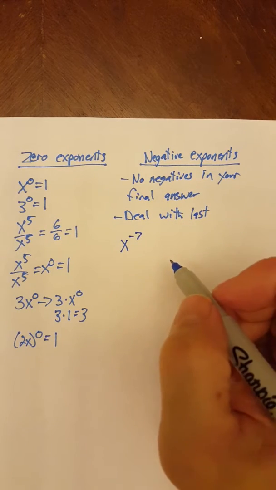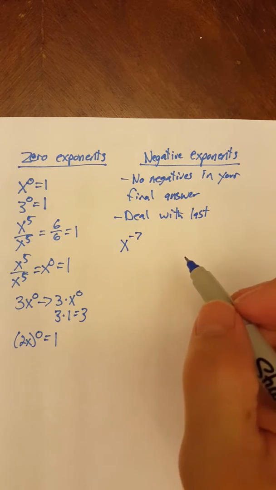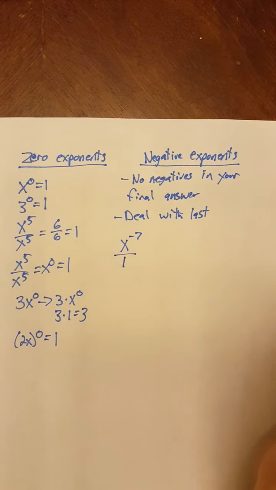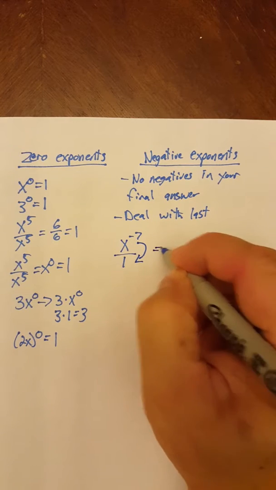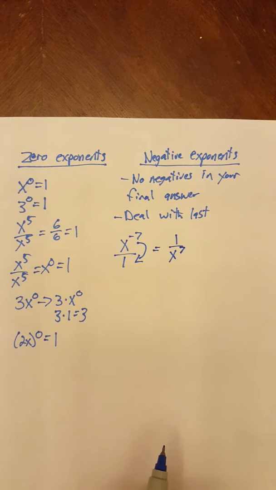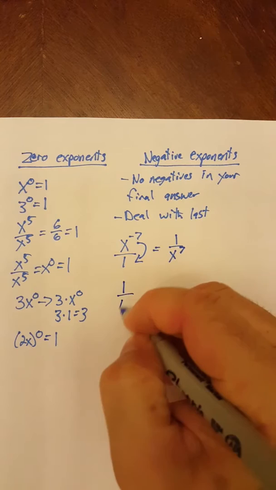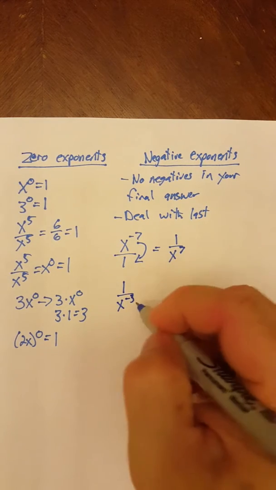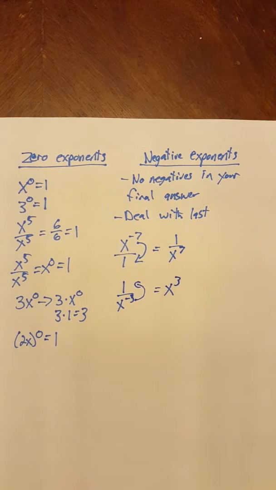Now, to get rid of a negative exponent, all you really have to do is move it to either the top or the bottom of the fraction, depending on where it's at. This is a whole number right here, meaning it's the same thing as having x to the negative 7 over 1. What we're going to do is move this down to the bottom, therefore we end up with 1 over x to the positive 7. Don't forget to change your sign when you actually move it. If we had the negative exponent on the bottom, we would again move it to the top, giving us x to the third.